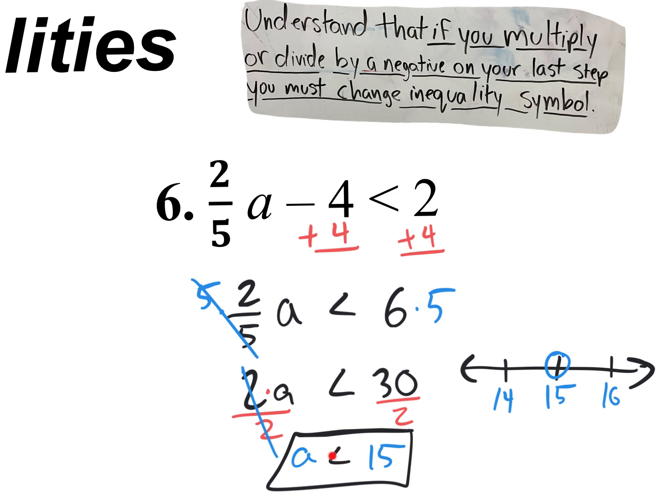And this is a less than symbol. Even if you forgot that it was a less than, it looks like an arrow pointing to the left, so it's going to be a less than that's going to the left. That's how you graph it. Moving on.